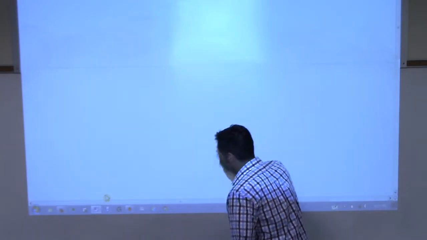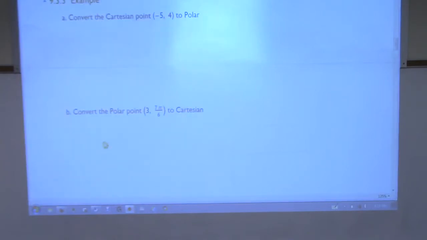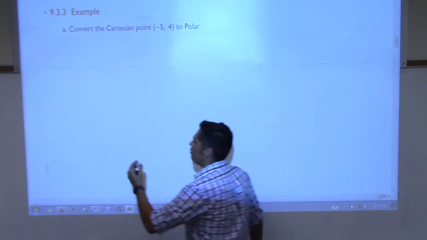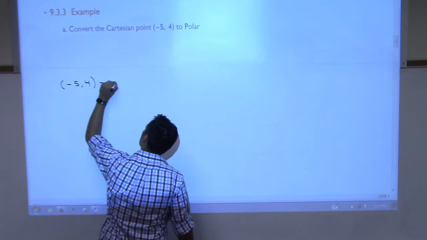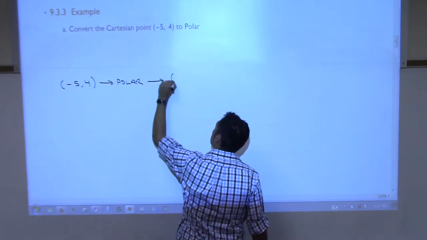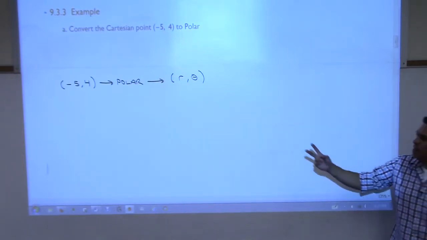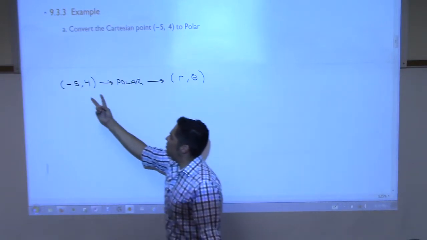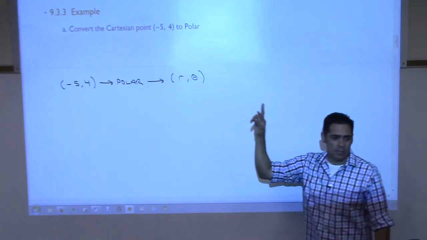So what's that first point I give you? -5, 4. Okay, so this is a Cartesian point. I want to convert this to polar. That means I want it to be turned into an r and a theta. Do you think the order matters here in polar? Like, you know how with x and y it matters? Like if you flip these, it's not the same point? Polar, do you think it matters?